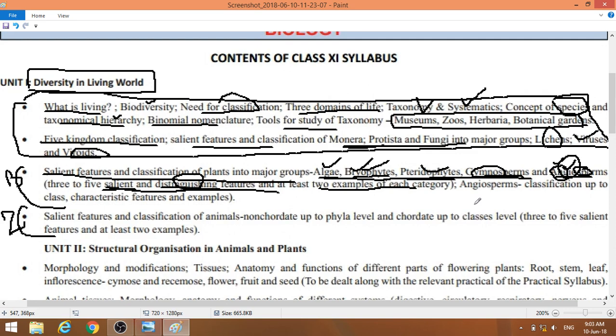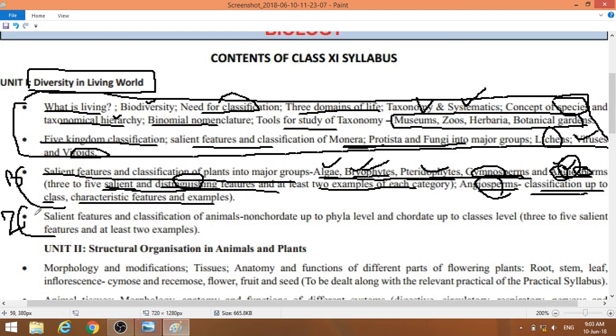Likewise, in the advancement of the classification for angiosperms, you have to study them up to class level with characteristic features and examples of each. So angiosperms are the most important. You have to study them more precisely.